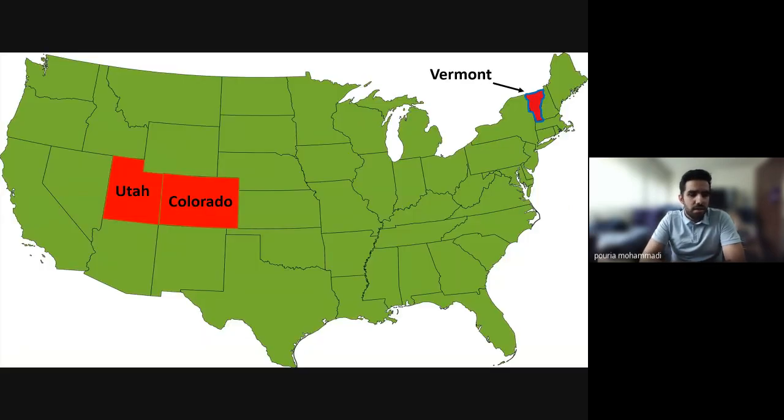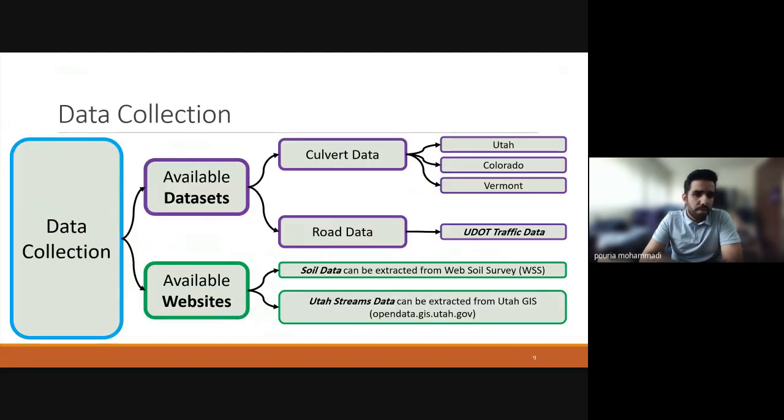Since Utah has a small data set of culverts, we added two states' culvert inventories to our data set, Vermont and Colorado. The reason that we use these two data sets is the availability, and also UDOT provided the Colorado data set to us. So that's why we selected these two data sets. Now, let's summarize the data collection process. There were two main methods to collect data: using available data sets from other states or using available websites.